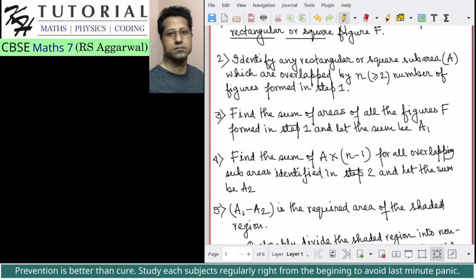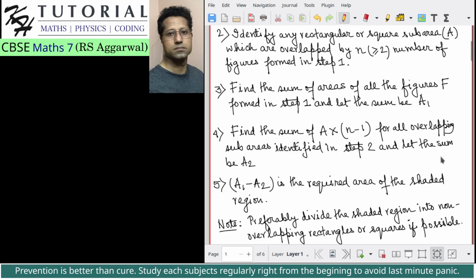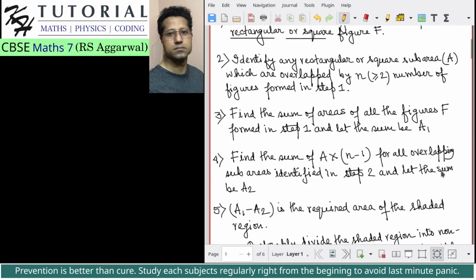And so A multiplied by A minus 1, we will find all these values for all the sub areas A that are identified in step 2, and we will add them up and let the sum be A2. Now A1 minus A2 will be the required area of the shaded region. Now, why are we subtracting A2 from A1, and what is A2?